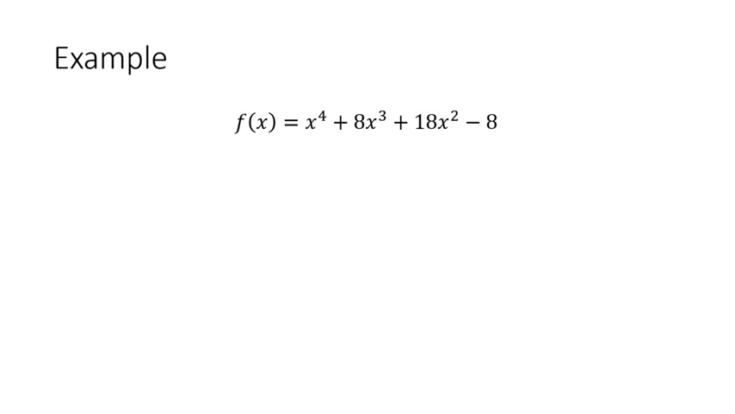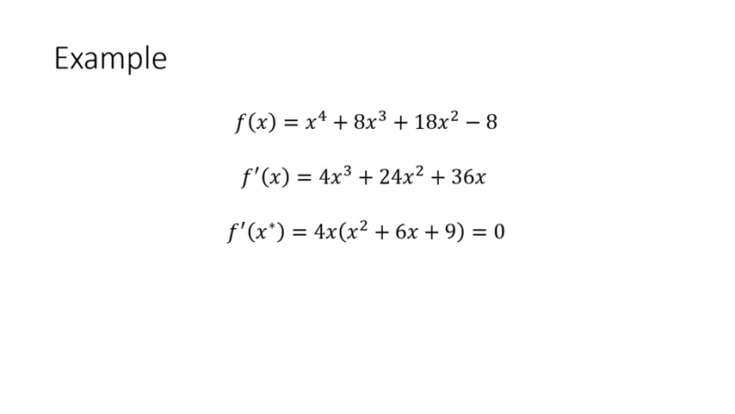We'll take the first derivative: bring the 4 down, we have 4x cubed, bring the 3 down, 24x squared, bring the 2 down, 36x, and a constant's derivative is 0. To find the critical points, we're going to find the x values that make the derivative equal to 0. Notice that each of my terms has a 4x in it, so I factor out the 4x, and I'm left with x squared plus 6x plus 9.